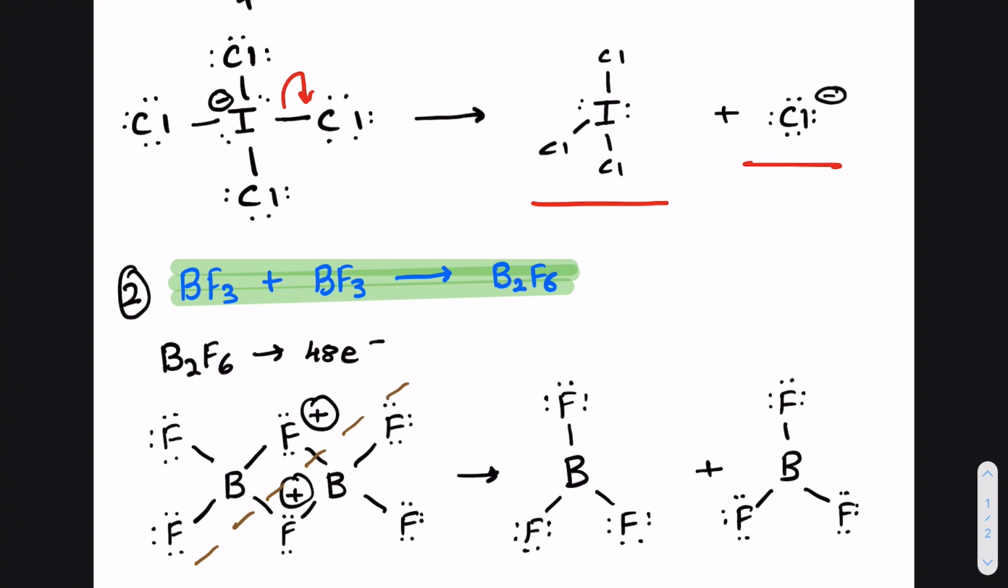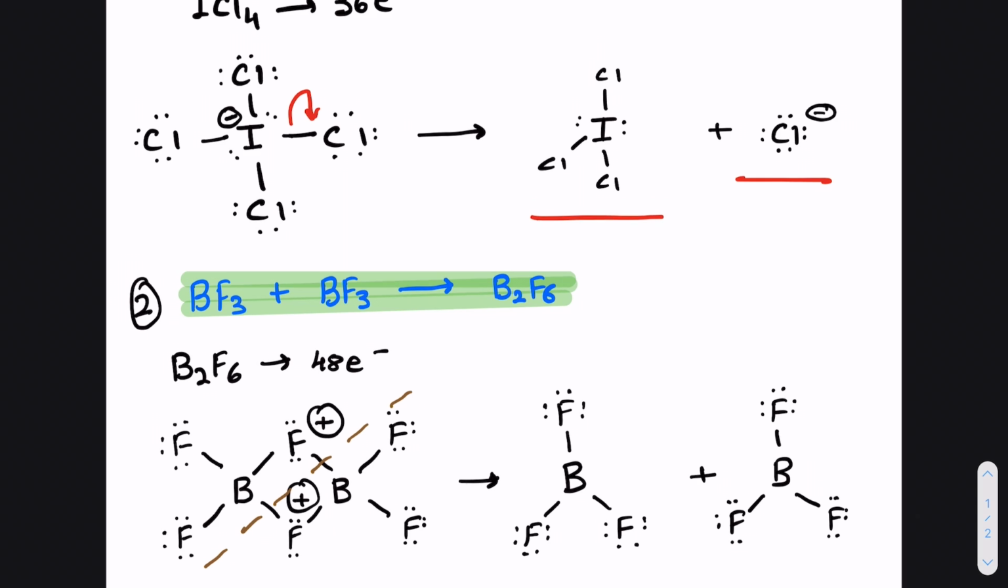The second example is a bit more tricky than the first one because we have to draw an imaginary line, that is drawn over here in brown, to separate both of the borons. We are separating the borons because that's the only way we can form BF3 molecules. Okay, so in this example, we are following the same process we did in the first example, which is starting from the products and moving our way to the reactants.